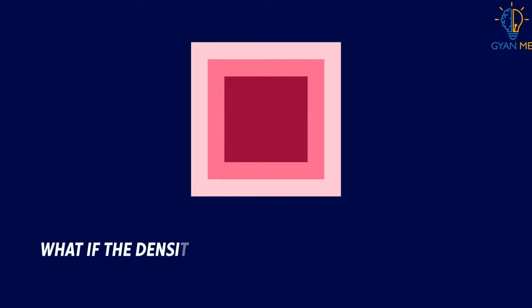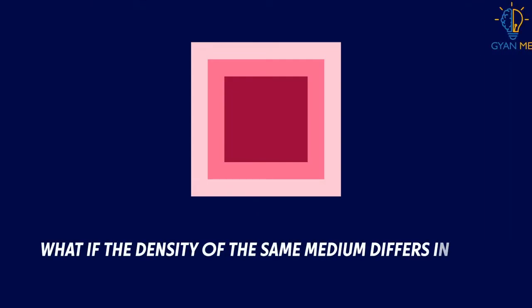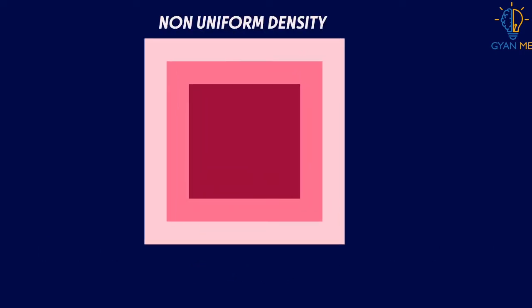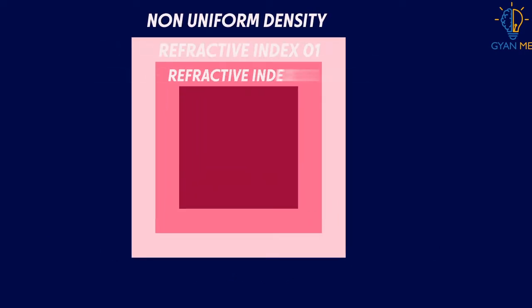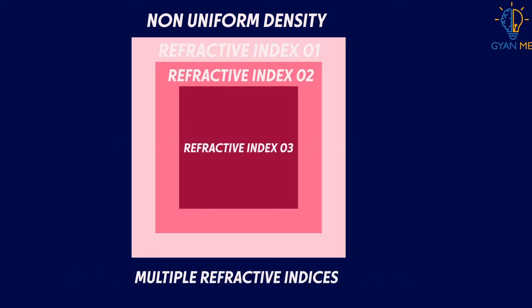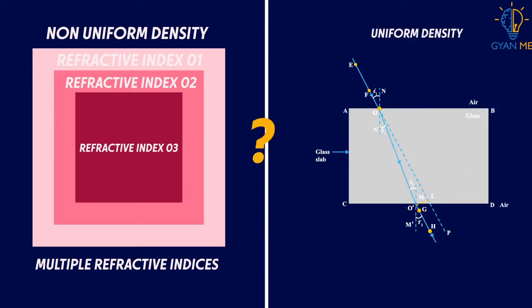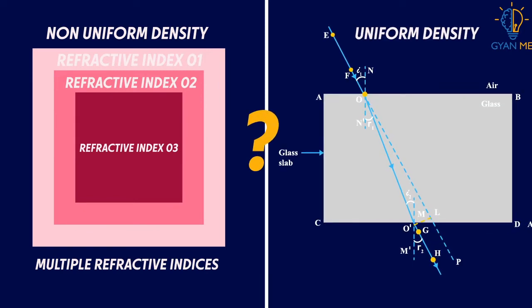But what if the density of the same medium differs in two different places? That is, in the same medium, two different refractive indices are there. In fact, multiple refractive indices are there. Will light bend the same way? Isn't it interesting to solve this puzzle?